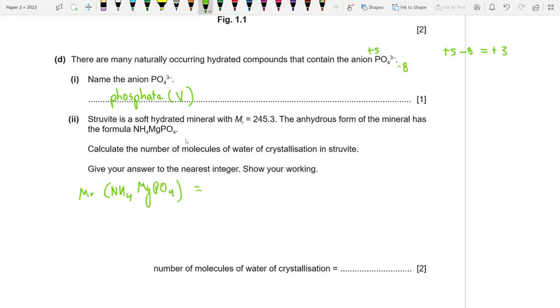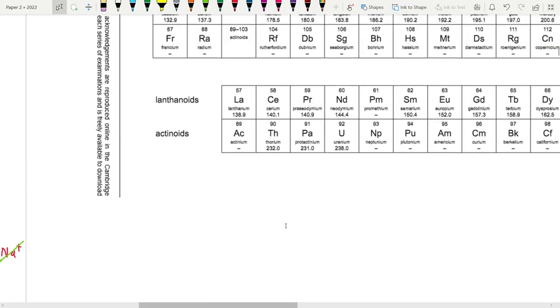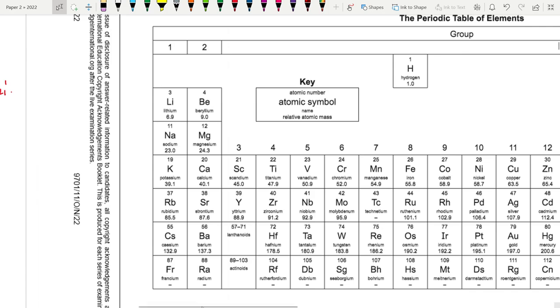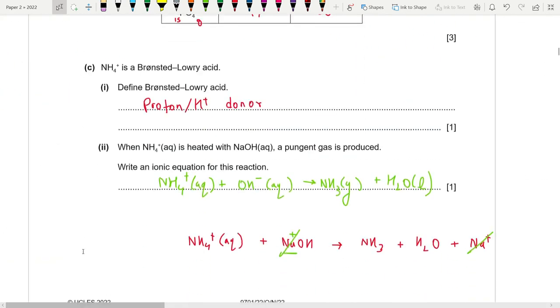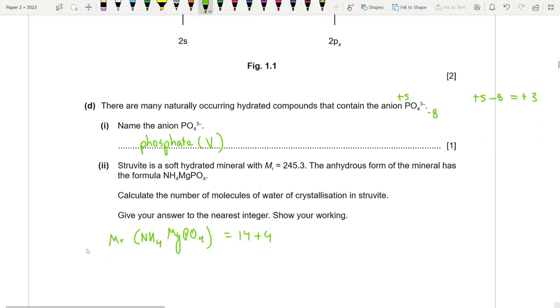So that's basically 14 plus 4. Magnesium is 24.3. Phosphorus is 31. 16 times 4, which is 64, plus 31 plus 24.3 plus 4 plus 14. That gives 137.3.